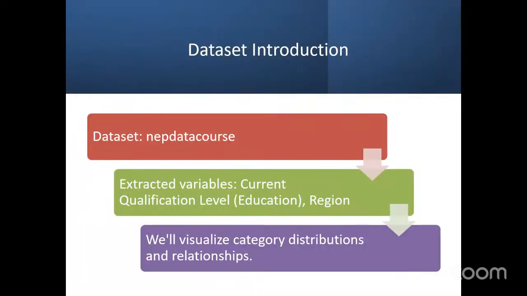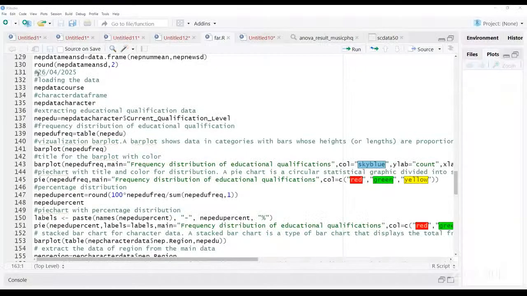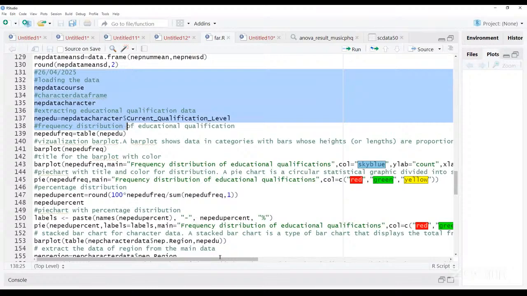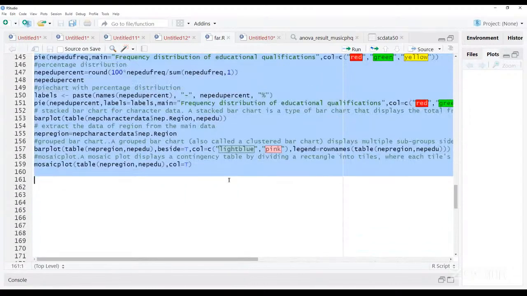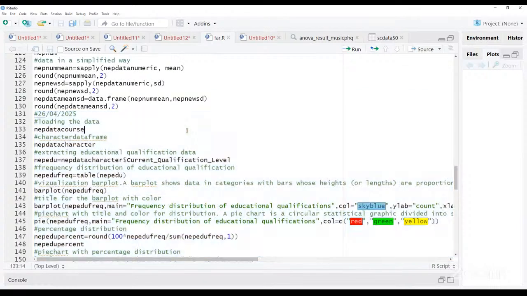So you all have the NEP data course data set. Now what you have to do: I have posted a script on Google Classroom. Please paste it in your R Studio. Let me show you. Please paste it here, this whole thing, okay? And I'll explain the script to you one by one.